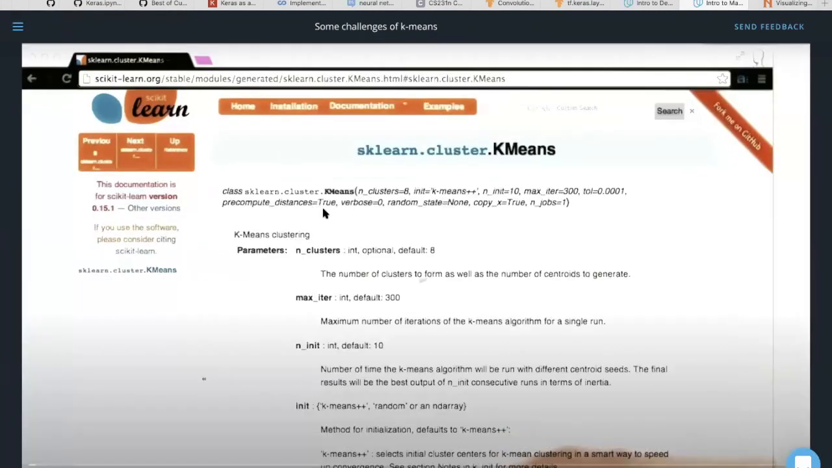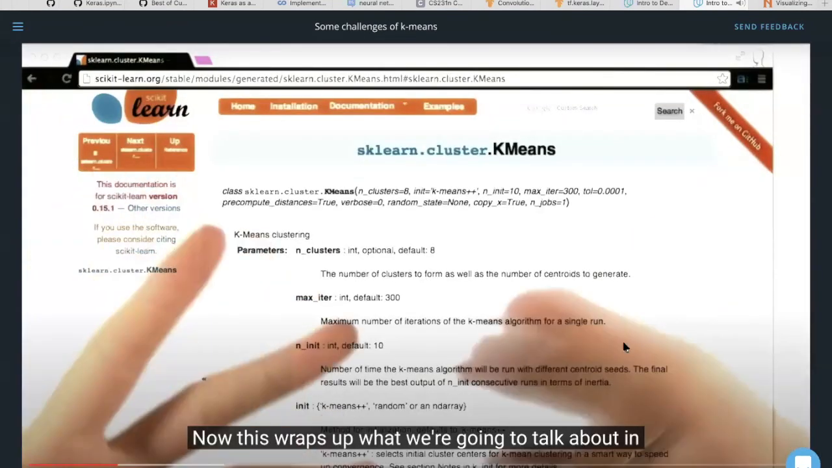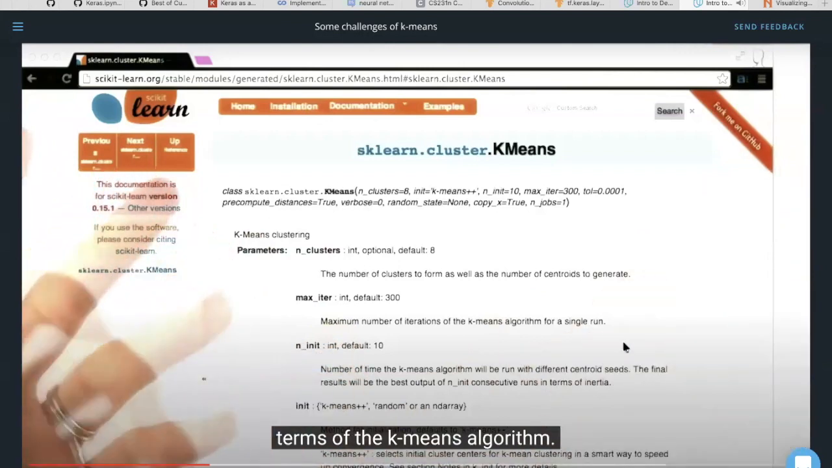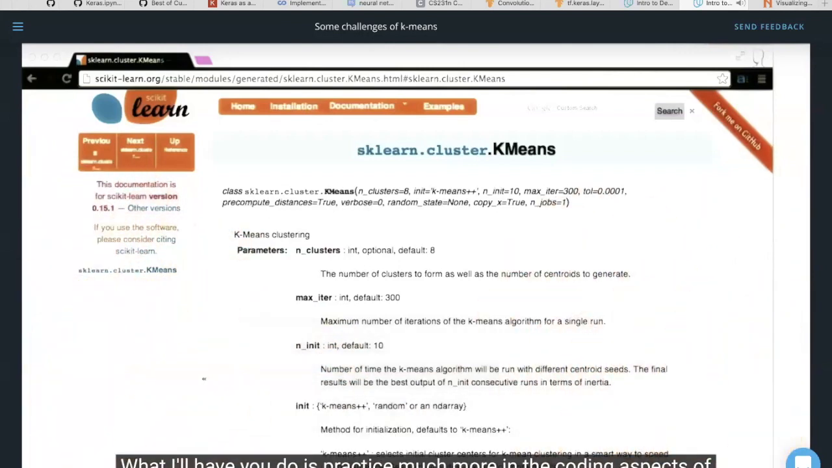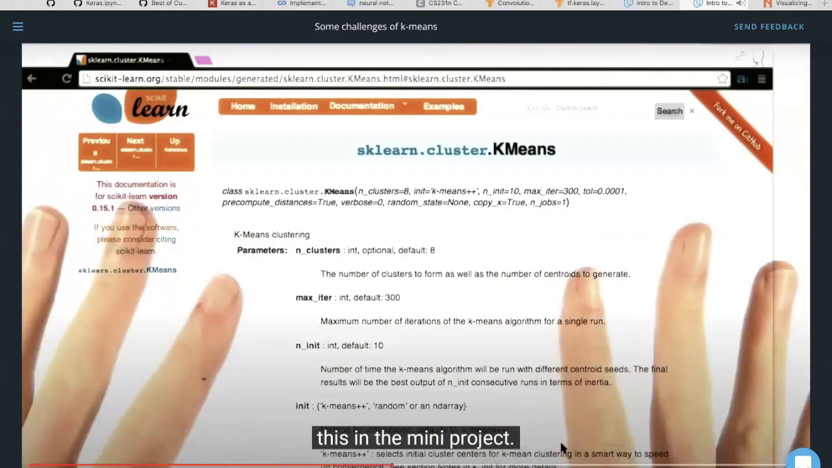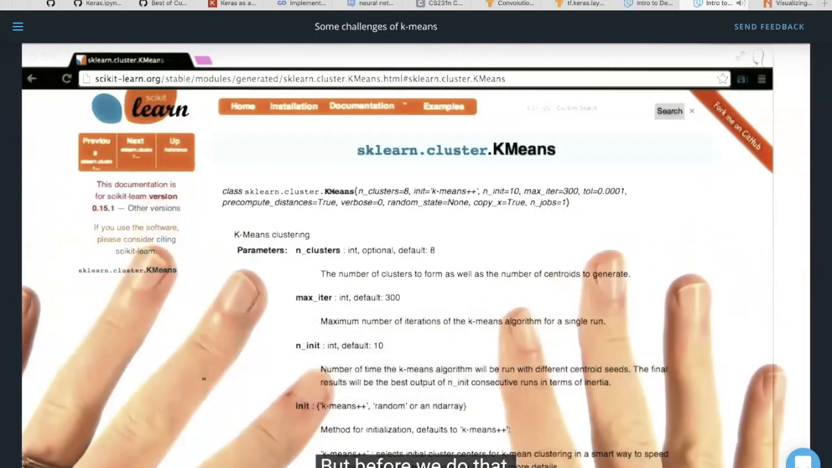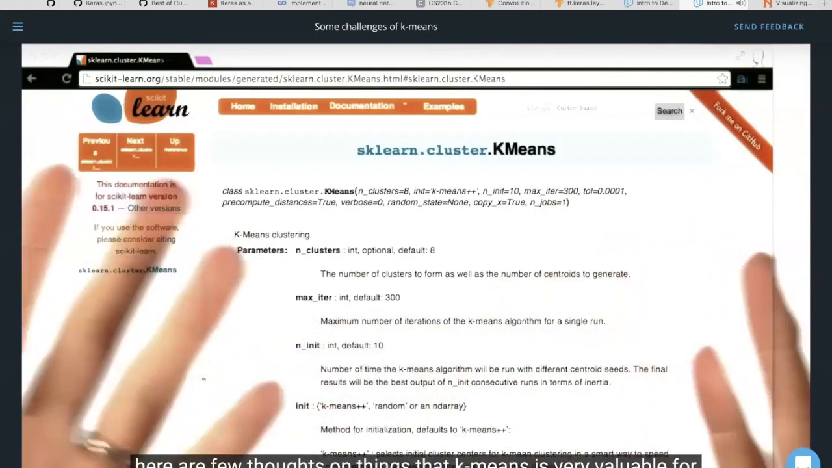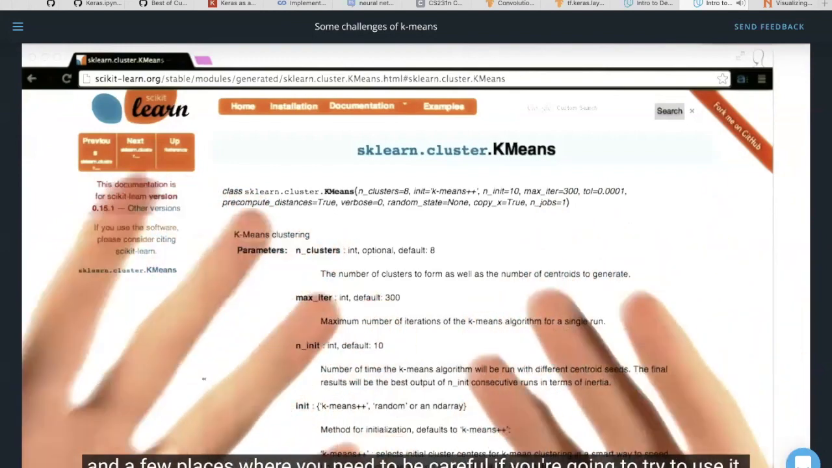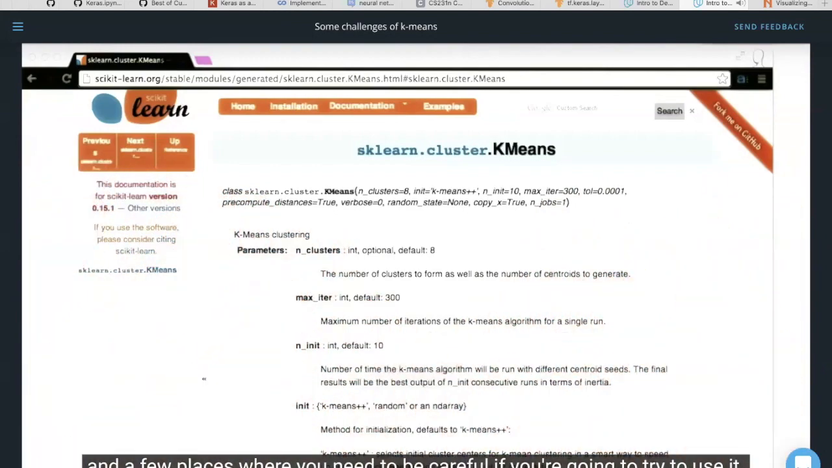Now this wraps up what we're going to talk about in terms of the k-means algorithm. What I'll have you do is practice much more in the coding aspects of this in the mini project. But before we do that, here are a few thoughts on things that k-means is very valuable for, and a few places where you need to be careful if you're going to try to use it.